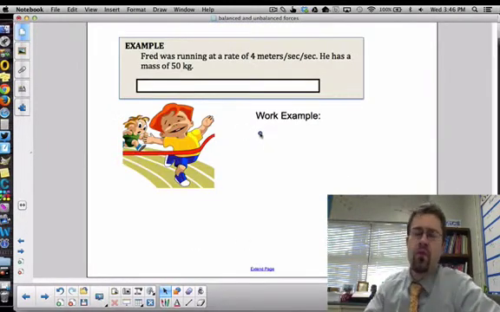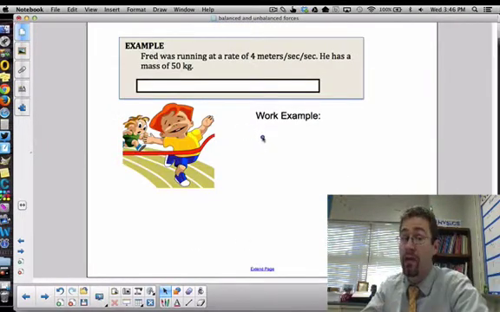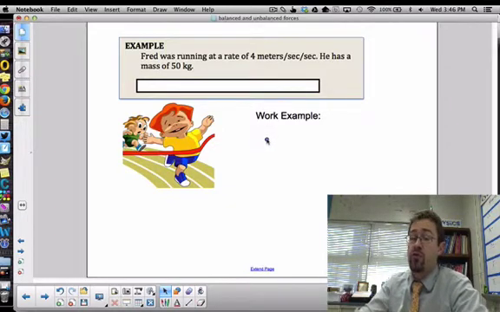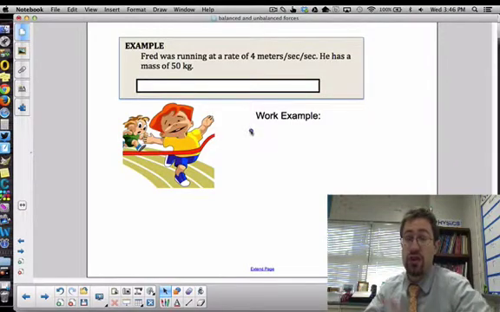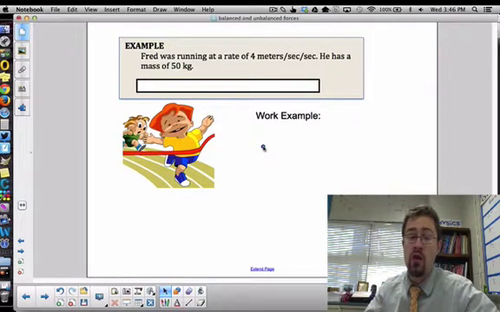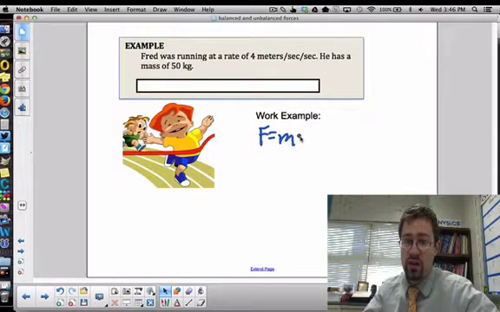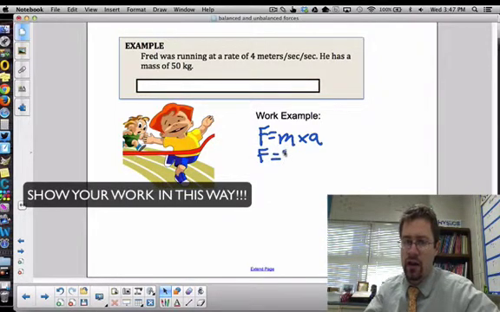So in your work example, we have Fred. Hey, Fred. He's running at a rate of 4 meters per second. He has a mass of 50 kilograms, and so we need to show our work. It's in your example there, but I'm going to walk you through it. We always need to show our formula. Force equals mass times acceleration. I know some of you guys don't like doing that, but at the same time, it helps stay organized, and we need to do this.